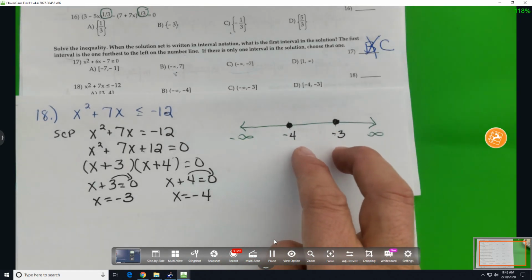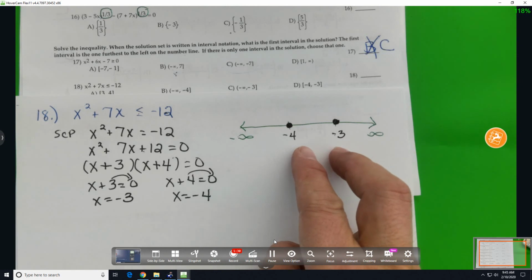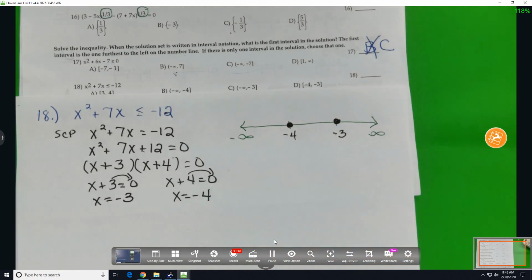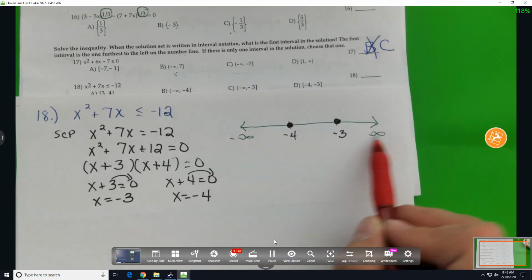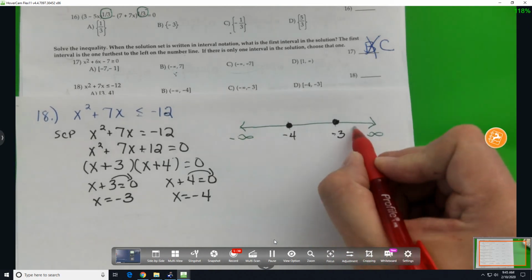What would you have to use? Something like negative 3.5? Where would 0 lie? That's the number I always want to use. Okay, 0 is between a negative and a positive always. That's how I decide where 0 lies.